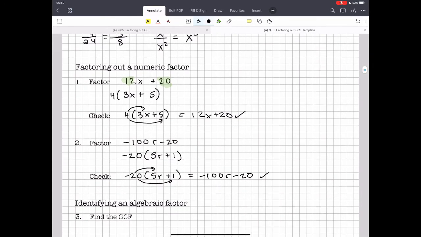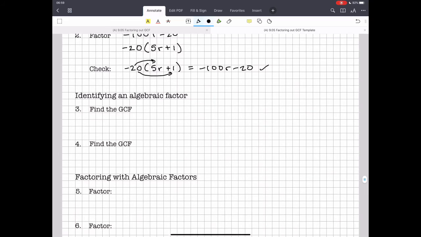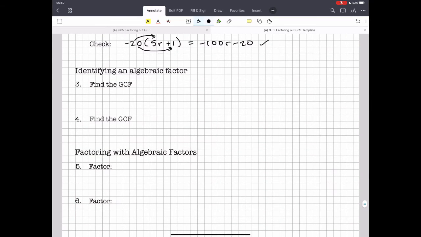All right, let's try to identify some algebraic factors. So we want to find the GCF of 9ax and 8ba. At first glance, it might not look like they have anything in common, but they do. The GCF here is they have a factor of a in common. So we're going to say the GCF is a. And that's it. That's that problem done.